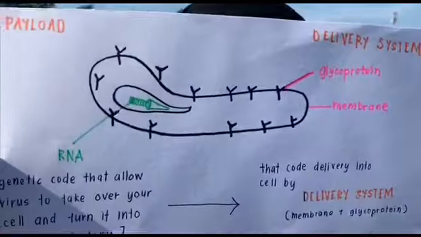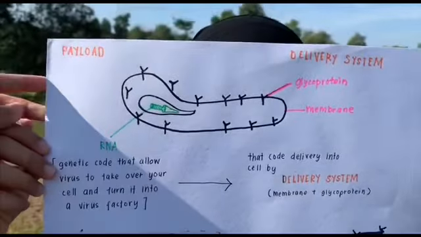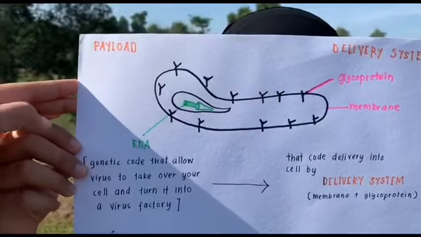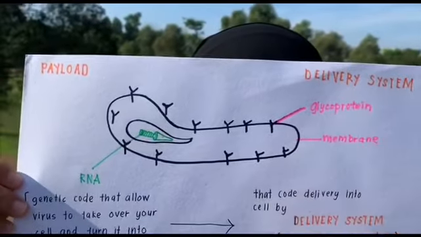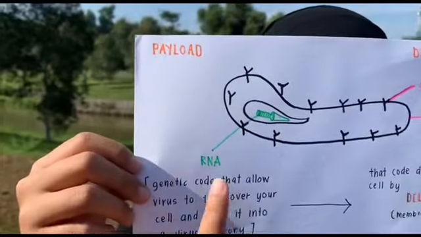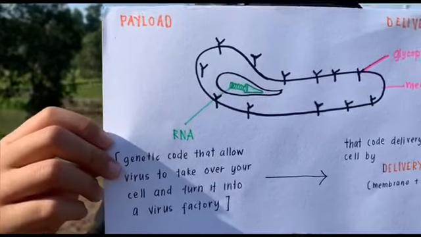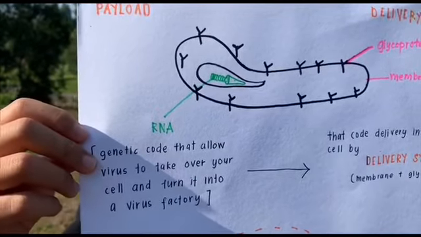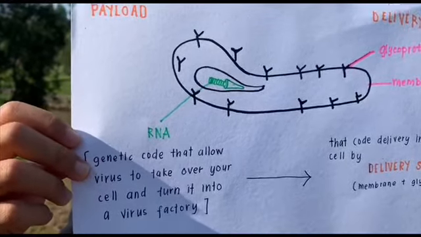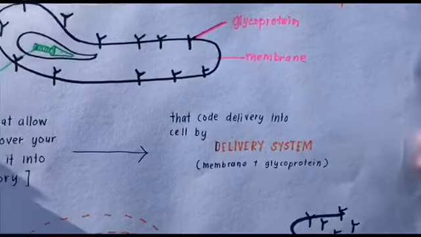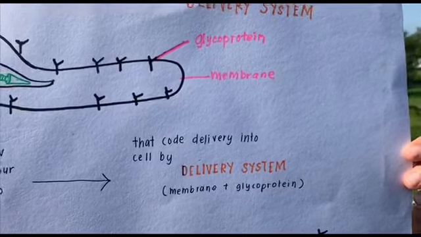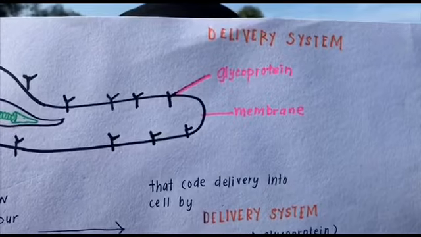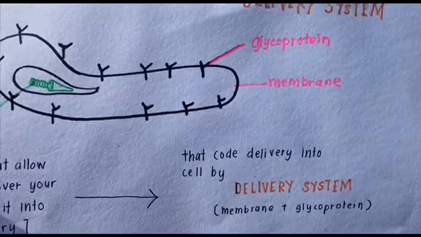As we can see on this paper, the structure of Ebola virus is divided into two parts, which are the payload and the delivery system. The payload consists of RNA. RNA is a genetic code that allows the virus to take over your cell and turn it into a virus factory. This RNA code is delivered into the cell by the delivery system, which consists of membrane and glycoprotein, as you can see in the paper.